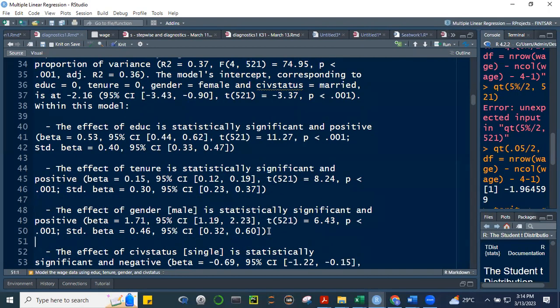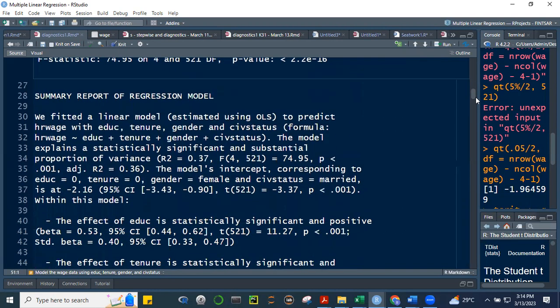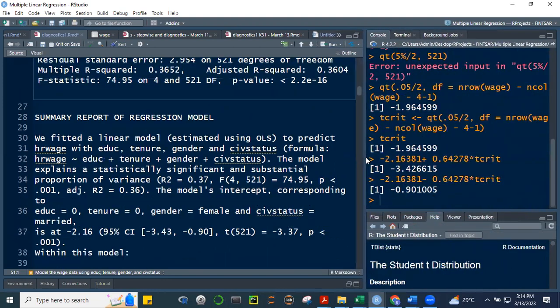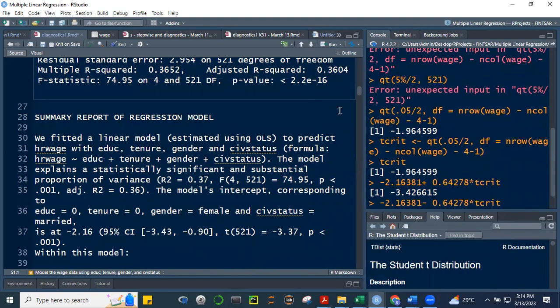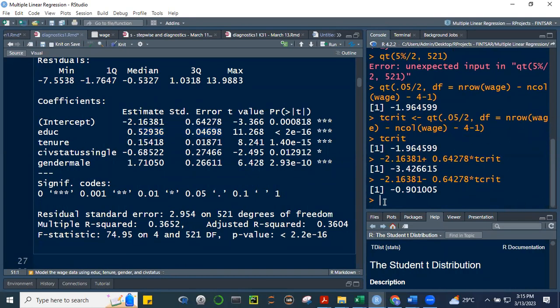Just give a space here. The effect of education is statistically significant and positive, where beta is equal to 0.53. You notice that when we do the report, it's just 2 decimal places. You don't have to include 5 decimal places. 95% confidence interval between 0.44 and 0.62. So how did we get that? Same thing, class. You take a look at the value of your education and then the standard error. So we need the B, the estimate, and then plus this is your standard error, multiply that by your T critical.